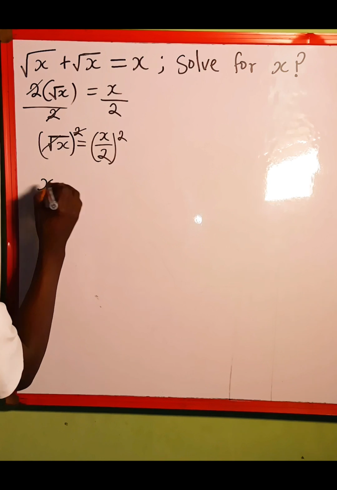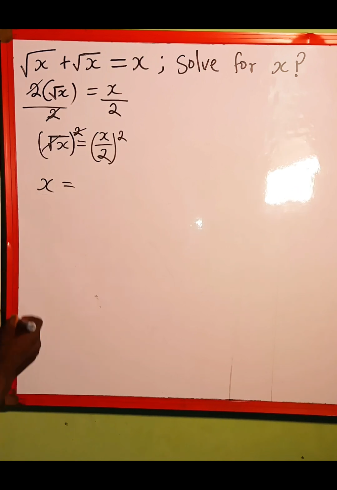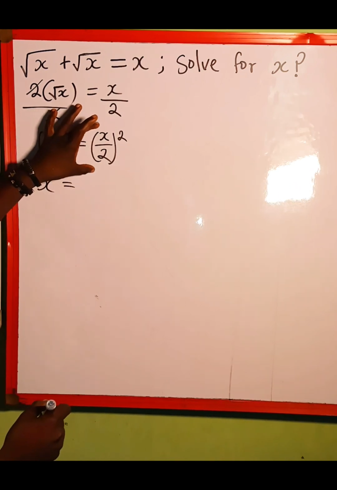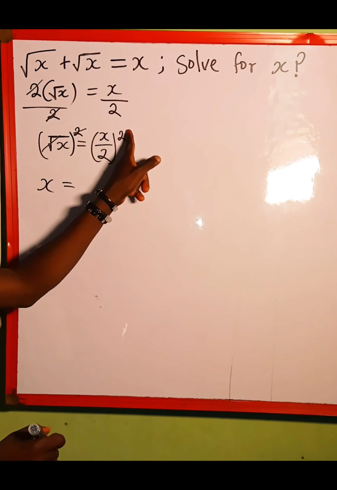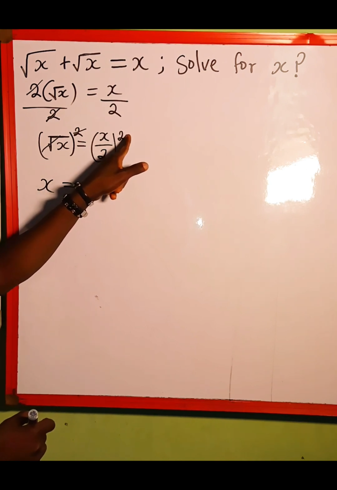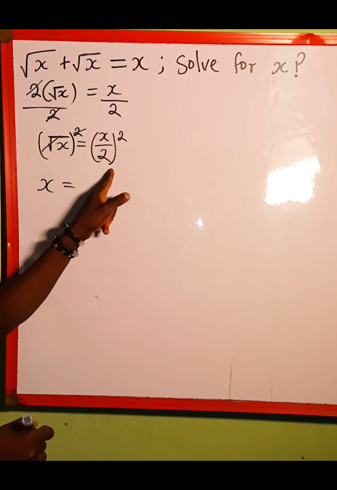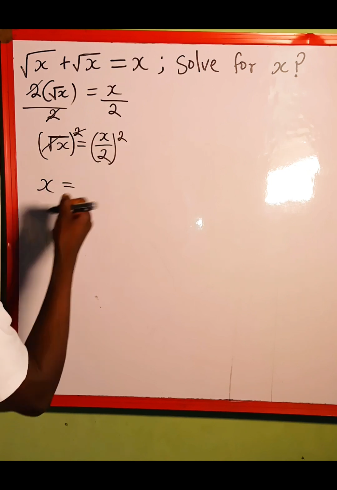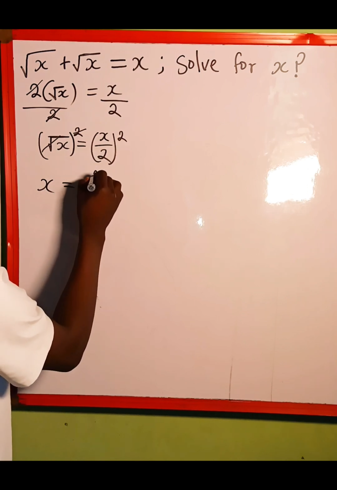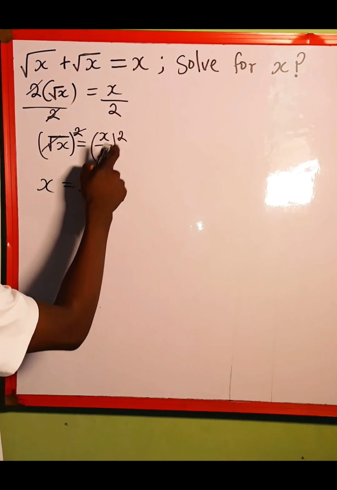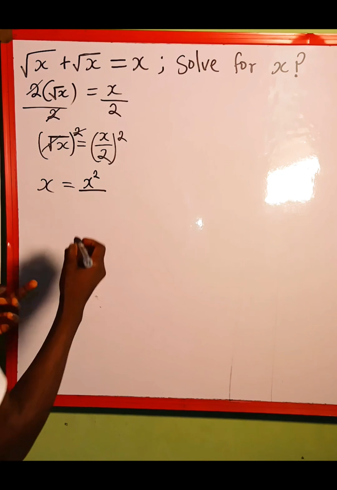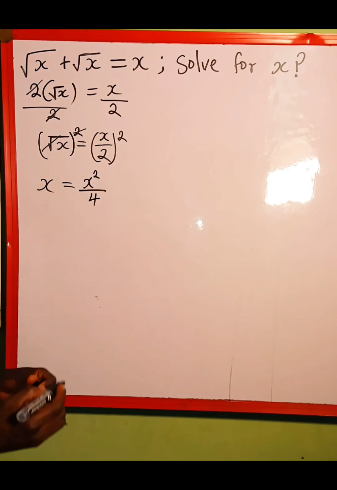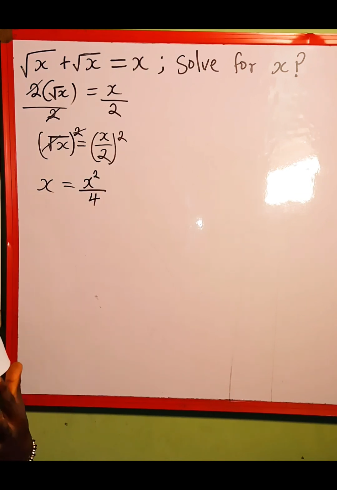We are left with only x in the left hand side, which is equal to, remember, when you have fractions raised to the power of 2, it implies that this power here is affecting both the numerator and the denominator. So x over 2 squared now is going to give us what? X to power 2 all over 2 squared, which is the same as 2 multiplied by 2, which is going to give us 4. Now the next thing we are going to do is to cross multiply.